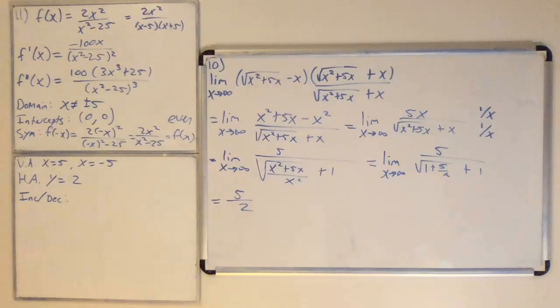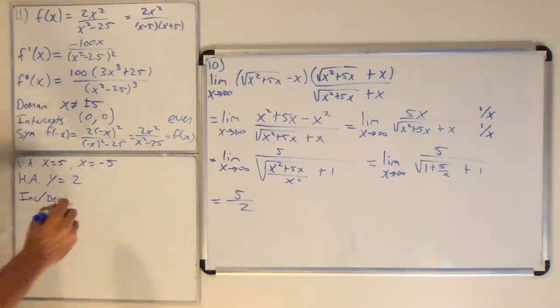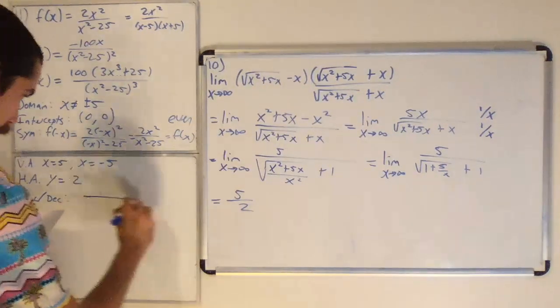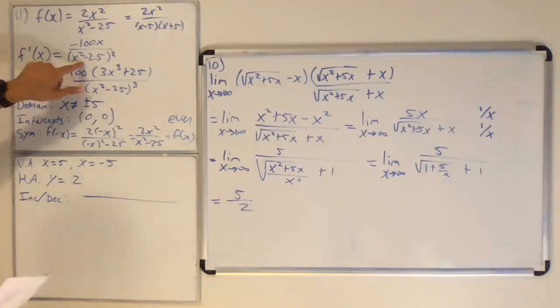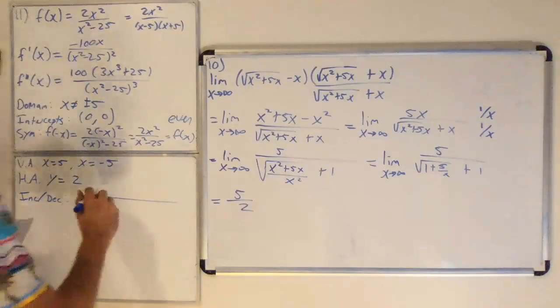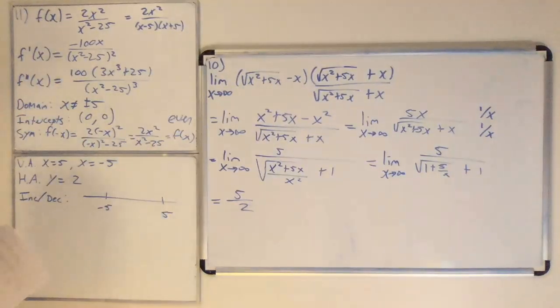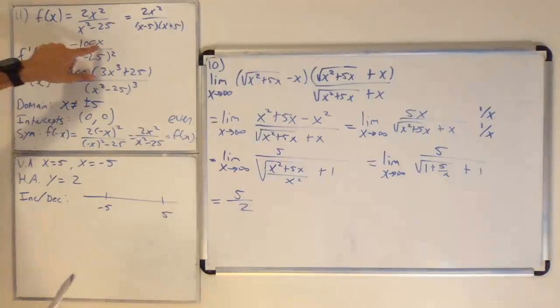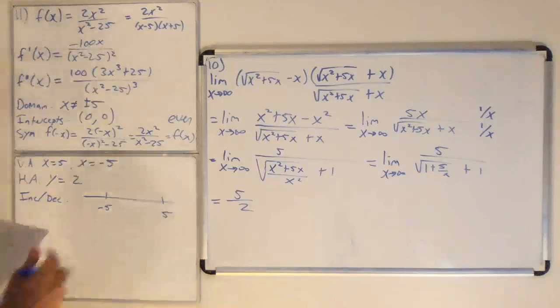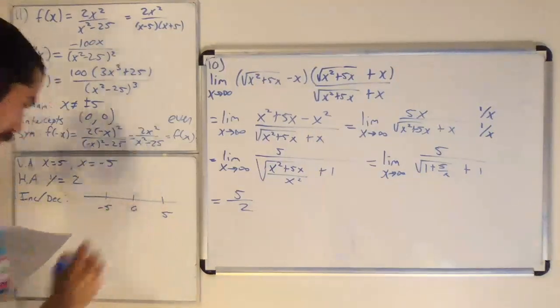So we want to find when our derivative is equal to 0 or it's undefined. And we'll break up our number line at each of those points. So it's undefined when our denominator is 0. So that's negative 5 and 5. And it's 0 when our numerator is 0, which is 0.